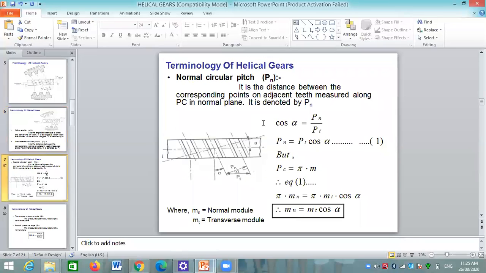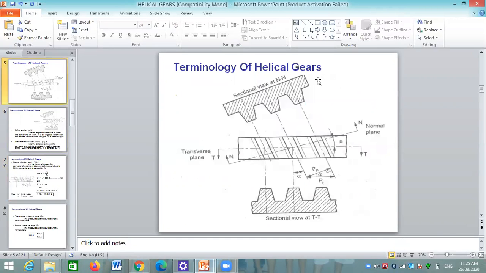Then the next one is the normal pitch. It is similar to the transverse pitch, only the distance is measured in the normal plane. It is the distance between corresponding points on adjacent teeth measured along the pitch circle in the normal plane. Okay, I will explain here in this diagram.